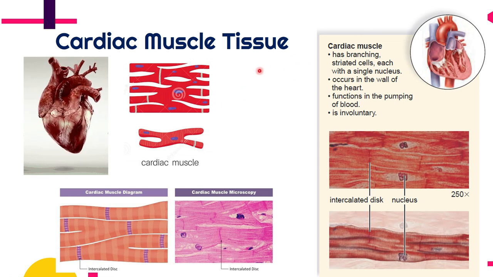So the characteristic of the cardiac muscle tissue is that its cells look like this. The form of its cells is branching, it has more branches. Then the cells of our cardiac muscle are striated. What is the meaning of striated? Striated or striations is another term for stripes. As you can see, there are stripes or lines. So that is what we call striation or striated.